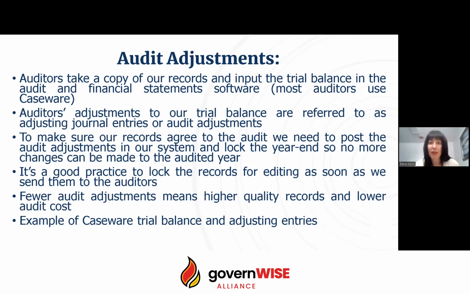So when that happens, normally what that means is between the time we send our records to the auditors and then sending back the adjustments, somebody was posting into those records in our system, right? So if I send the records to the auditors and at that time my net surplus was $10,000, and all of a sudden once I get back the auditor's adjustments, my net surplus is showing as $5,000.